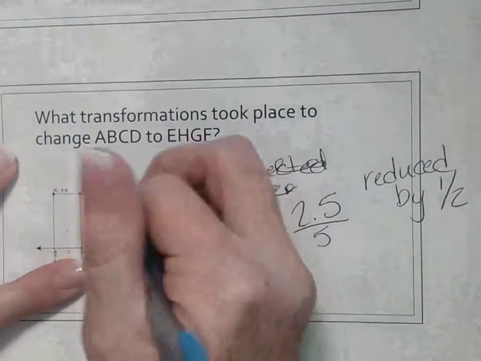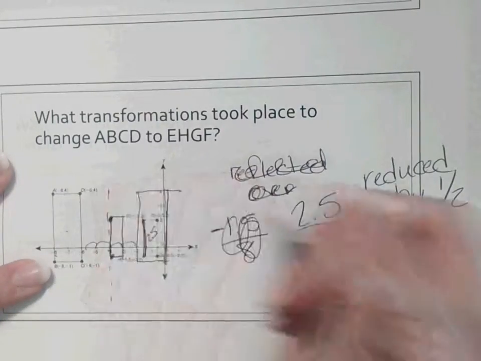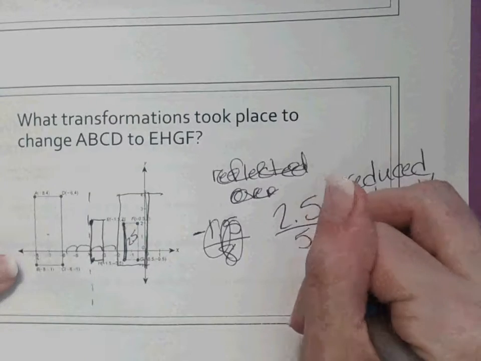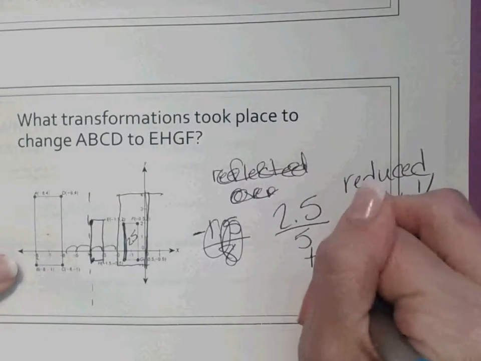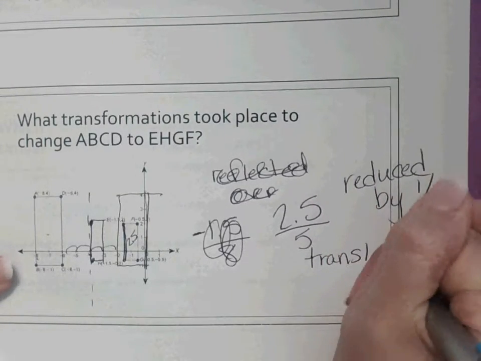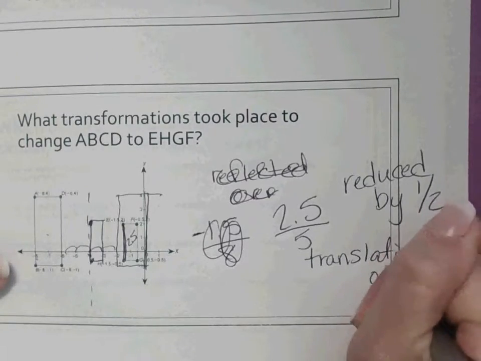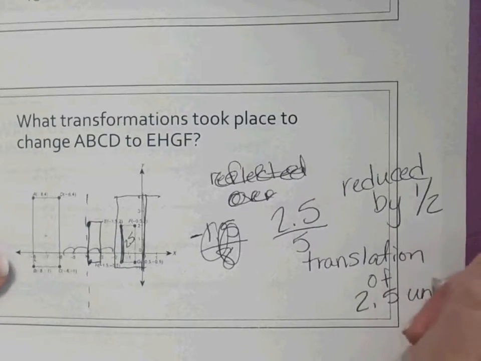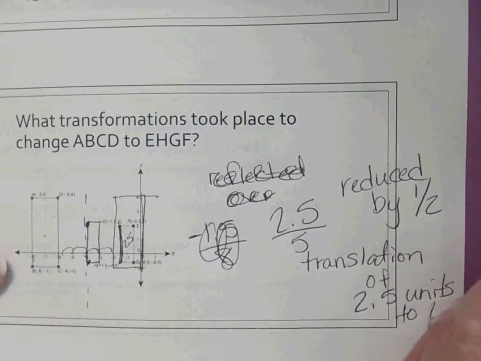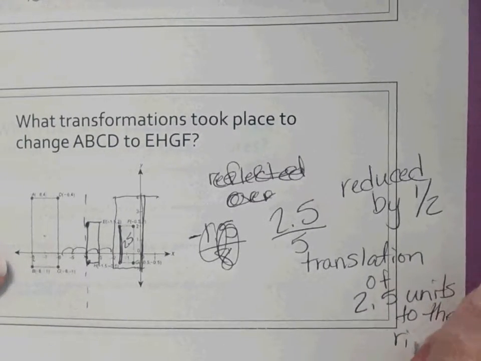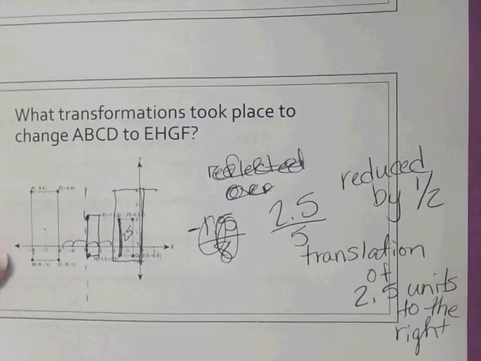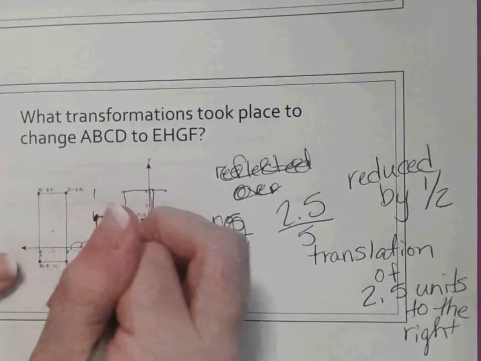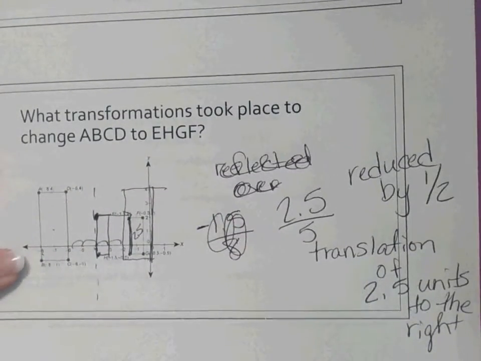Okay, and then it had to move over so it had a translation of 2.5 units to the right. Okay, because it had to move from here over to there.